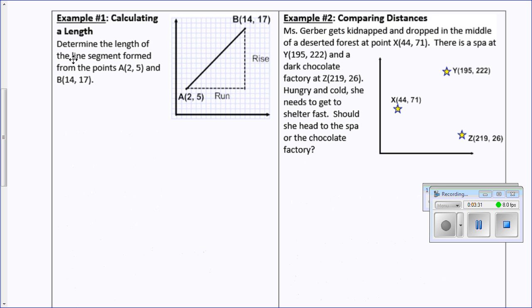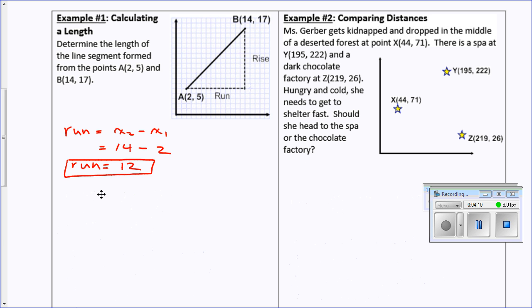So this first example that we have here, calculating the length between these two points. We're going to determine the length of the line segment, and we're going to use a rise and run type calculation. So let's begin. In this case, we actually need to calculate our run. What our run is equal to is 14 minus 2, and that gives us a final answer of 12. And that's this part right here.